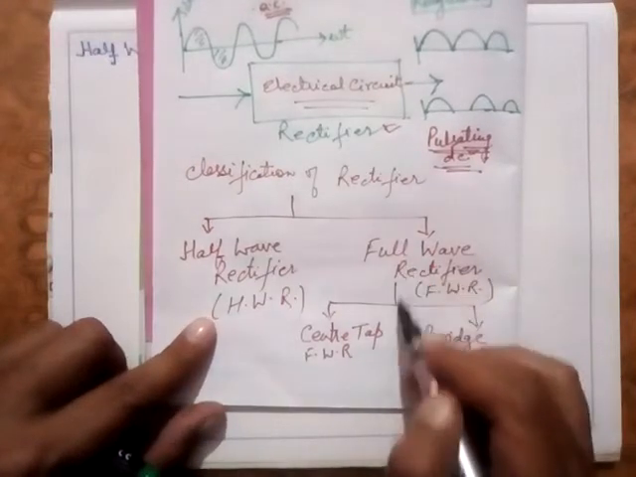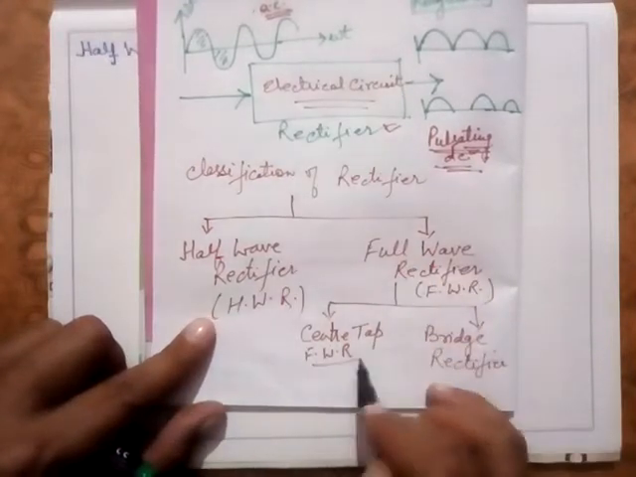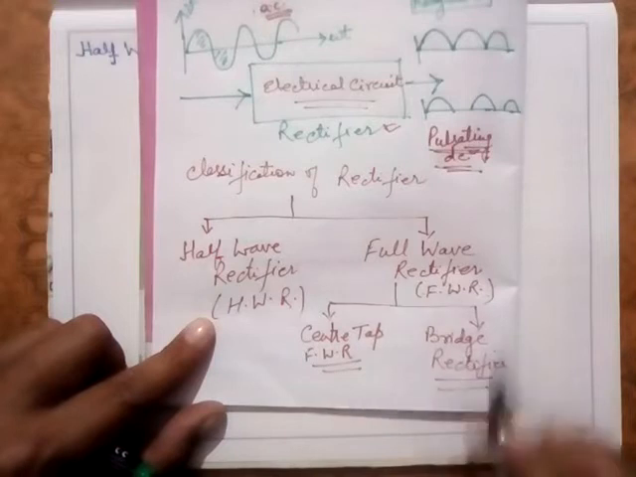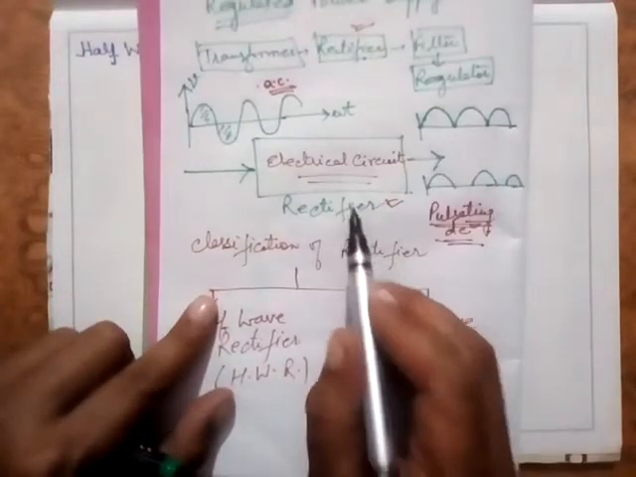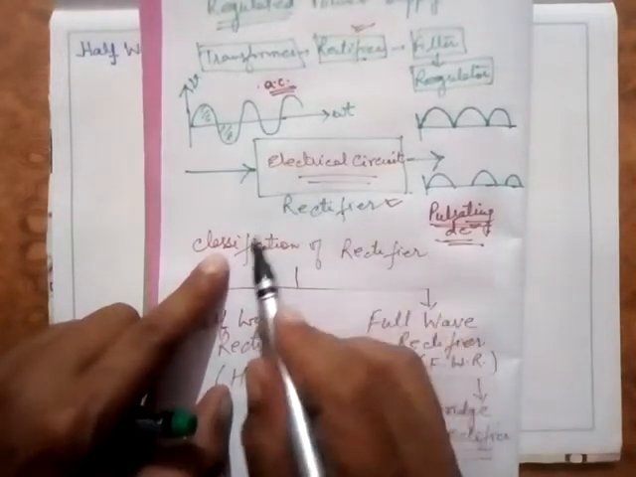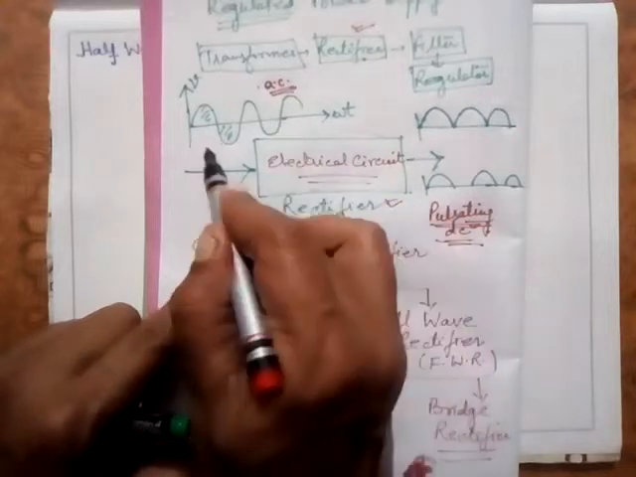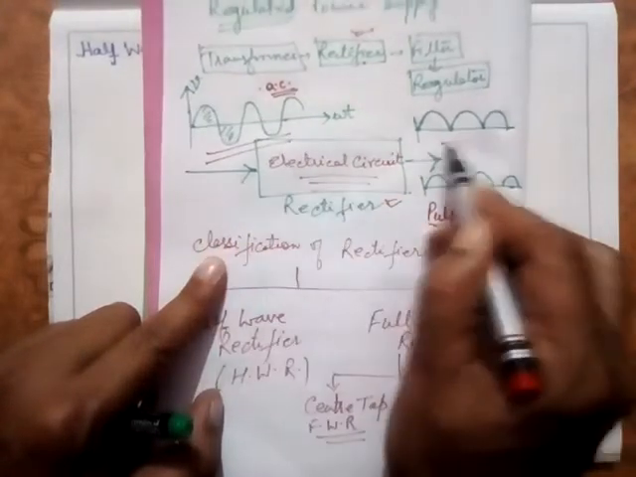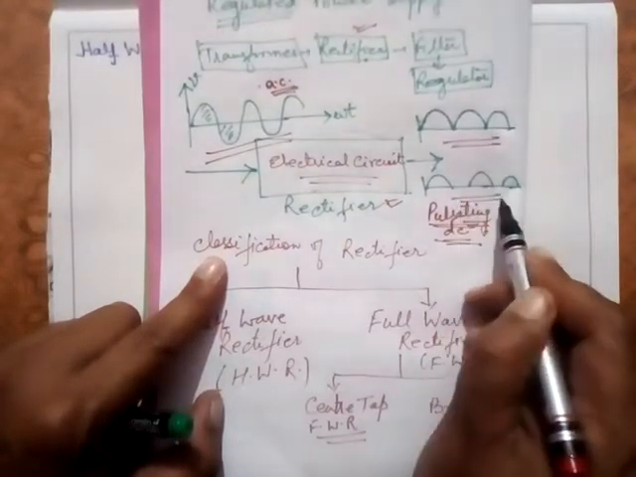Further, this full wave rectifier is divided into two parts: center tap full wave rectifier or a bridge rectifier. As far as the definition is concerned, a rectifier is an electrical circuit that converts an AC into a pulsating DC. That is, this is not a pure DC.